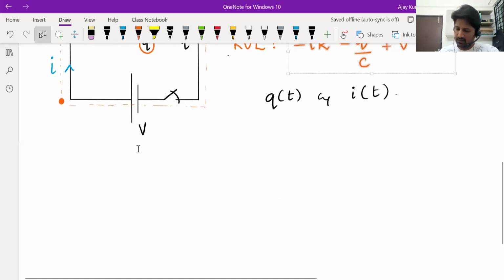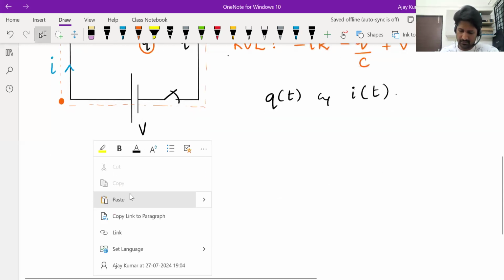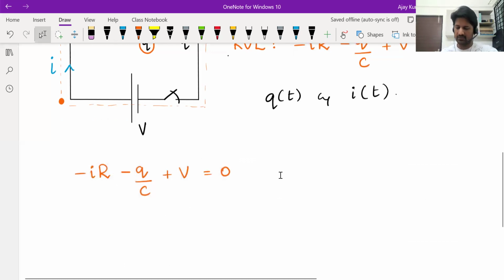There is no T term in it. Okay, there is current, there is charge, there is V and C, but there is no T term in it. So using this equation, you can't directly get charge as a function of time. Can any of you tell me how to bring time into the equation?